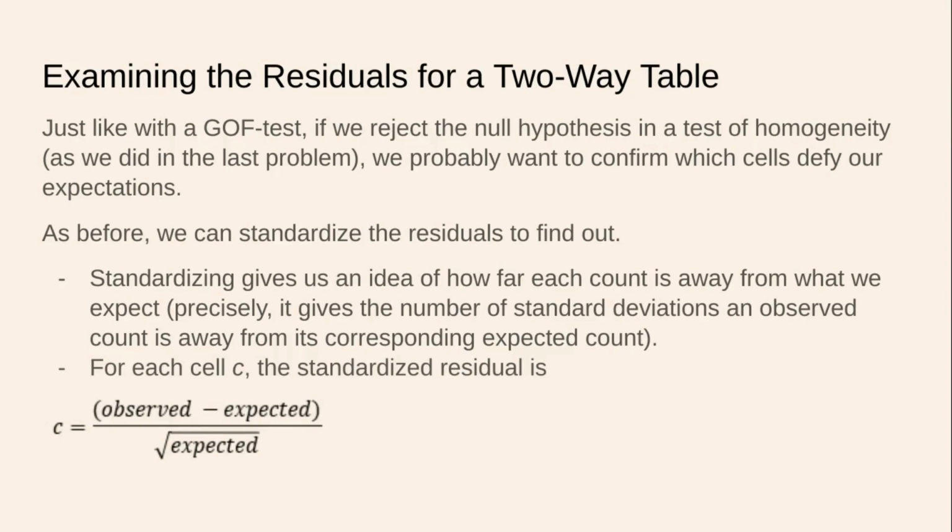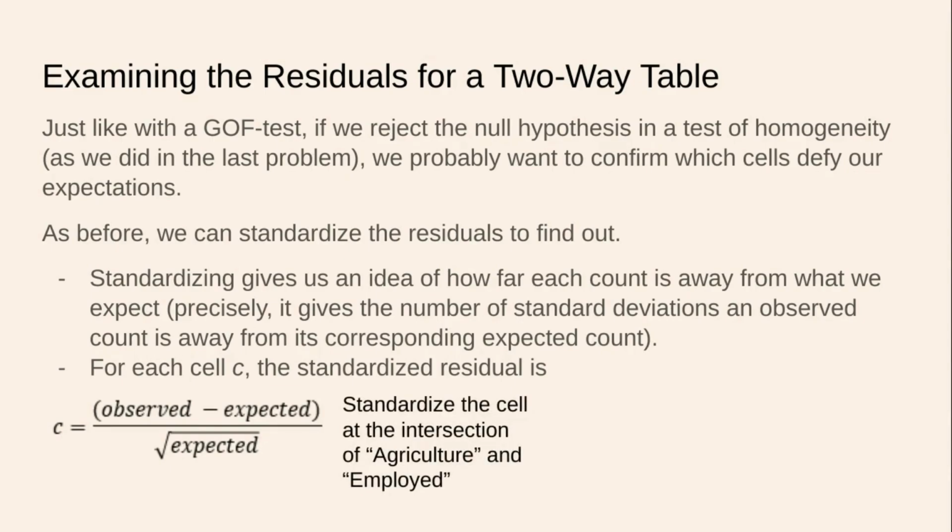So for each cell C, let's just call it, the standardized residual is the observed minus expected divided by the square root of expected. And yes, that is the square root of a component, all right? The only difference is that the value C can be negative, but if you were to square it, you would get a component for a cell, and we discussed what components are in the last video.